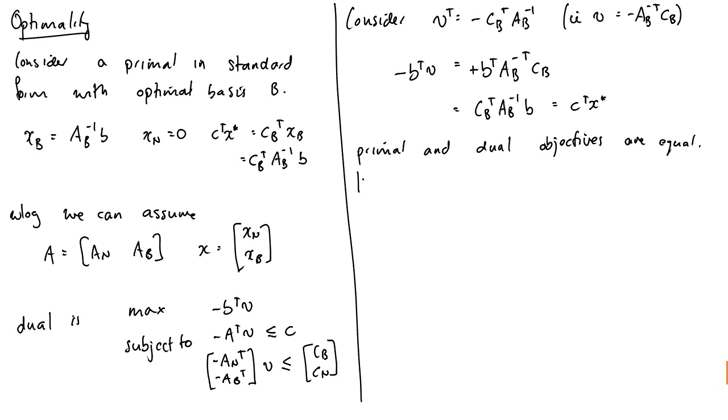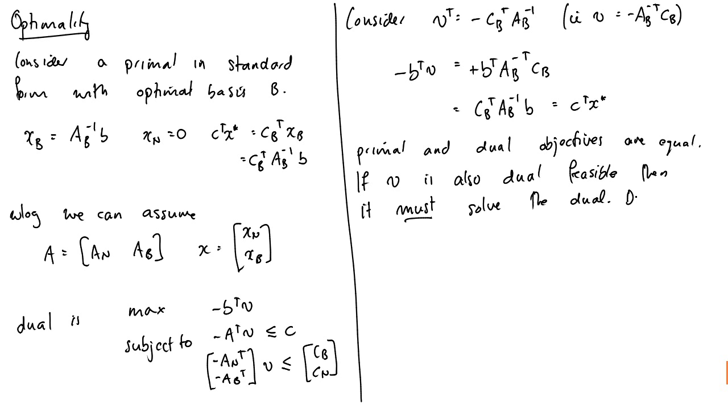Okay, so if nu is also dual feasible, then it must solve the dual. So we'll check constraints. We'll be brave and bold and plug in our slightly nasty looking expression. So what have we got?